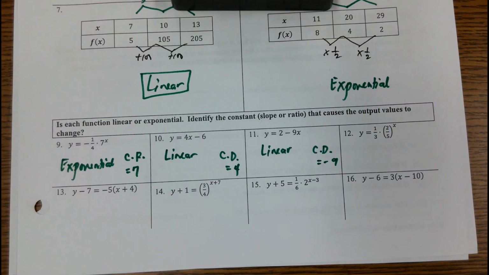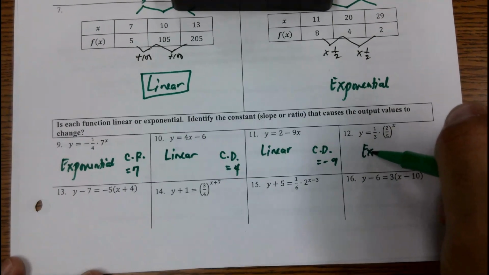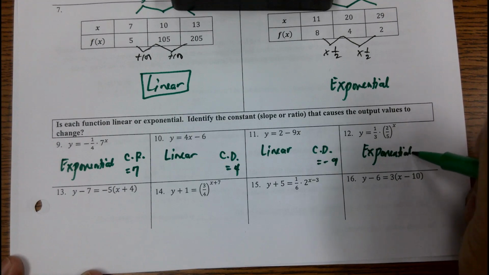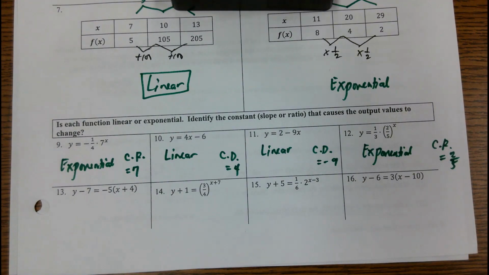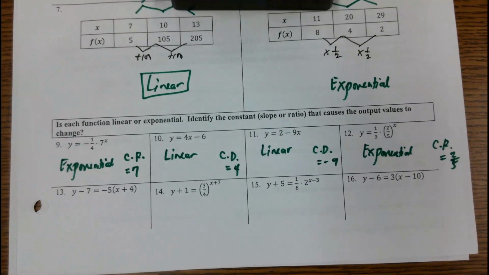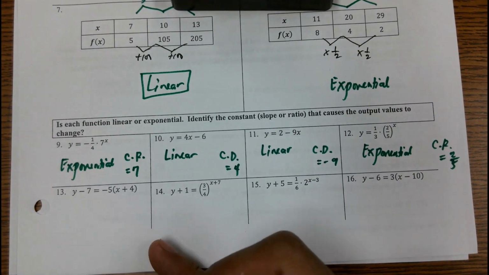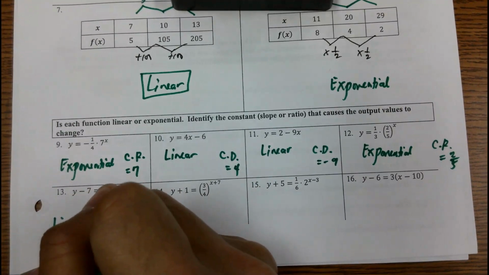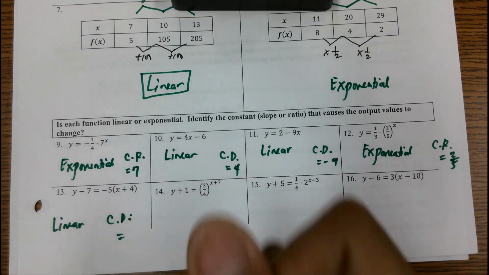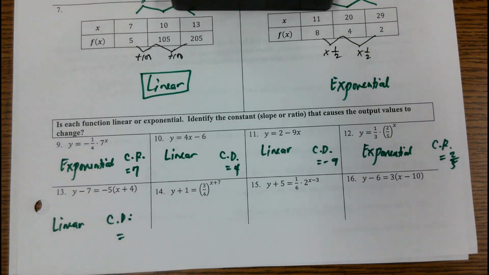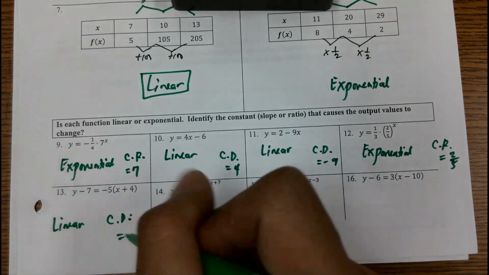Okay. Number 12, may I ask Cassandra? Linear or exponential? Exponential. Therefore, what is the common ratio? Correct. Common ratio is 2/5. Next, Jordan, number 13. This one is tricky. It's not in its complete form. But linear or exponential? Linear. What's the common difference? No, it's not. Actually, it's correct. -5. I was just testing it.